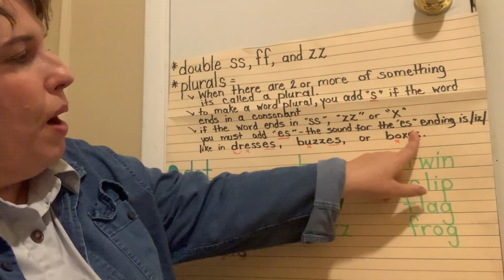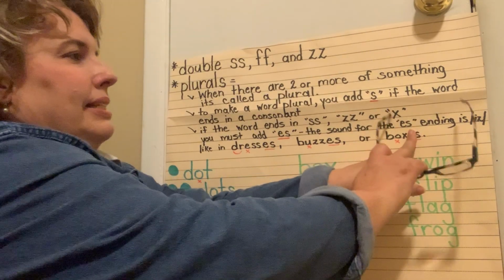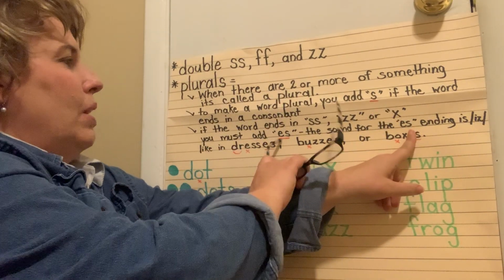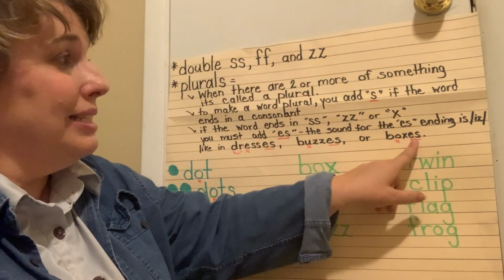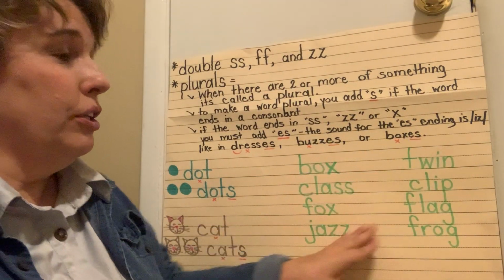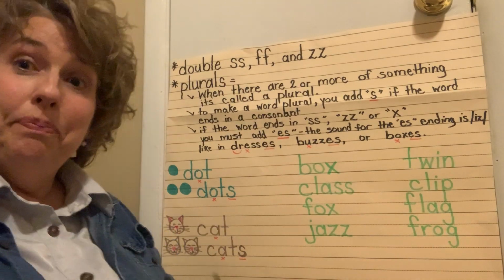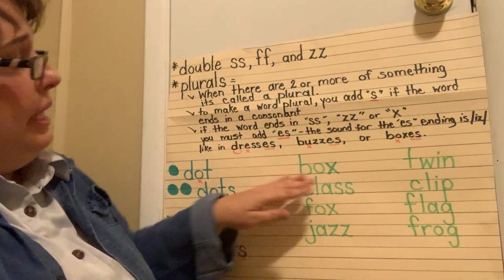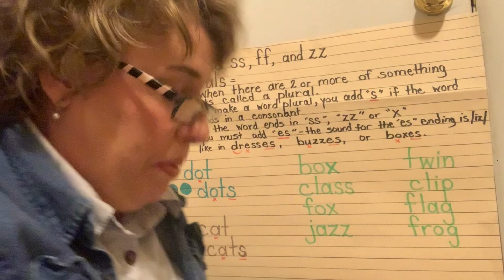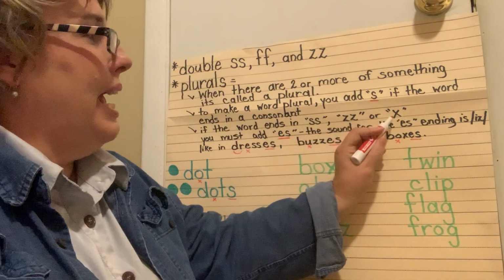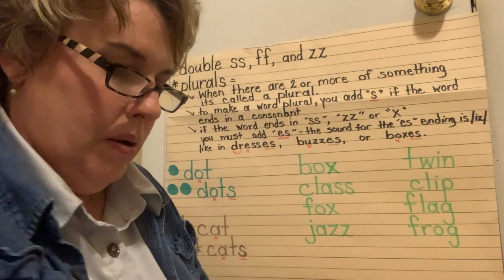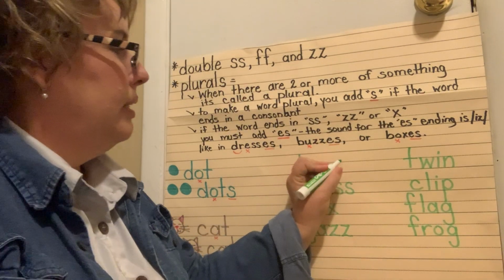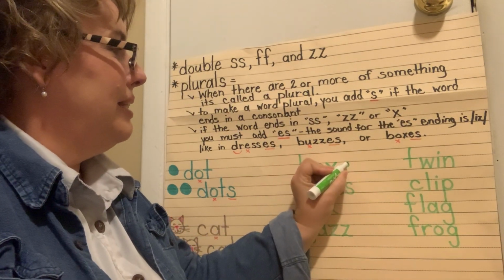Also, look at the word box. It ends in that X. And what does it say? We must add ES if it ends in X. Boxes. I thought we could do some of these words together. Okay? I just did that word box. Since it ends in X, we have to add ES, right? Box. Boxes.